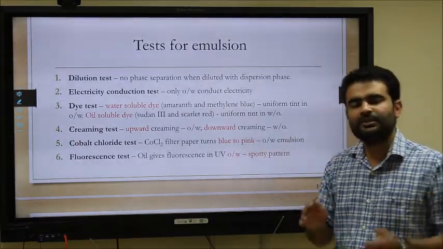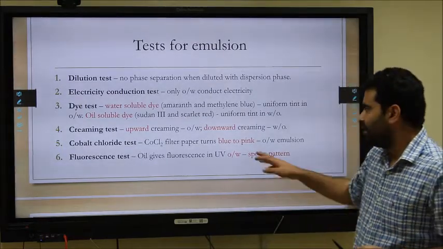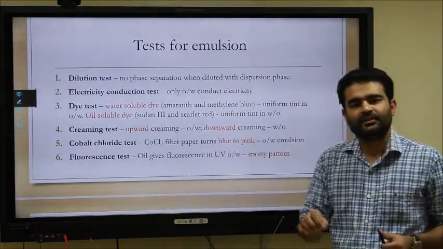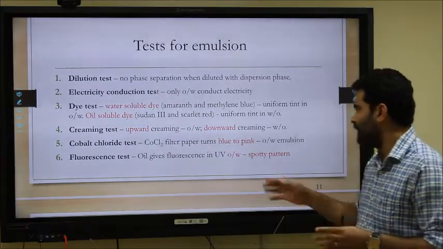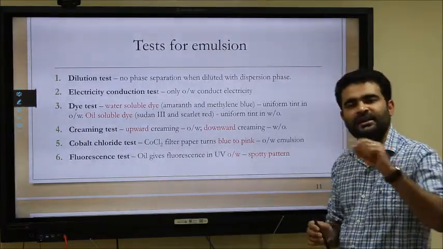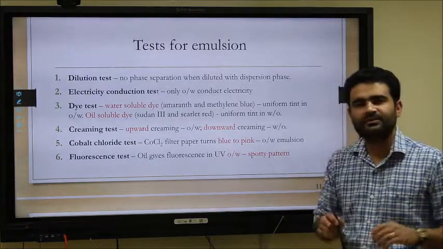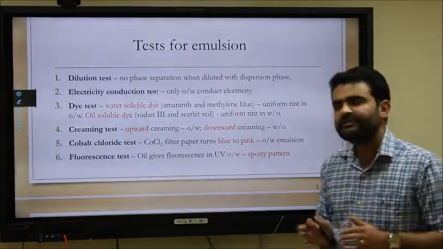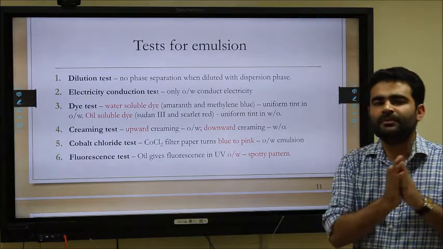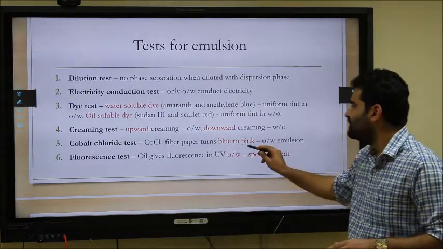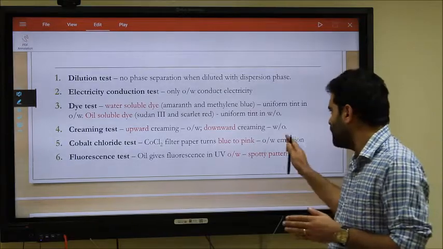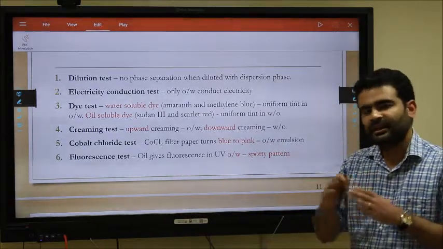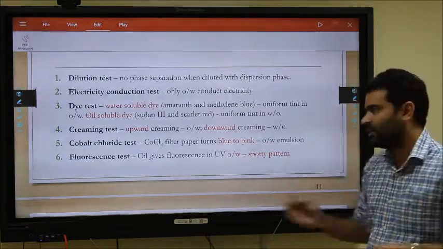Next test is the cobalt chloride test. In this test, filter paper is first dipped in cobalt chloride solution, which is pink in color, and upon drying turns blue. When this paper is added to an oil in water type emulsion, which means water is in bulk, the cobalt chloride upon reaction with water turns into pink color, which confirms that the emulsion is oil in water type. If the color does not change, the emulsion is water in oil type.